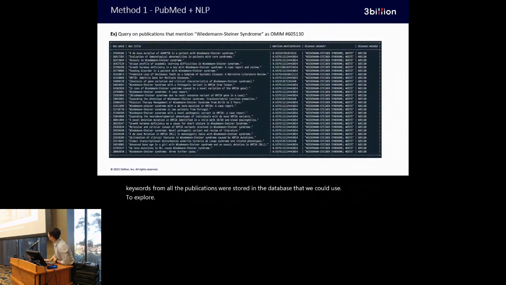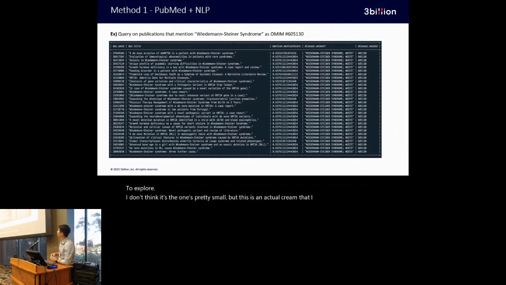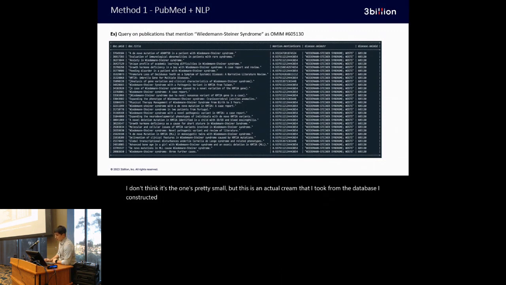I don't know if it's readable, the words are pretty small, but this is an actual query that I took from the database I constructed. And I searched for OMIM number 605130, which is Wiedemann-Steiner syndrome. And if you can see, all the titles are publications dealing with the following disorder.